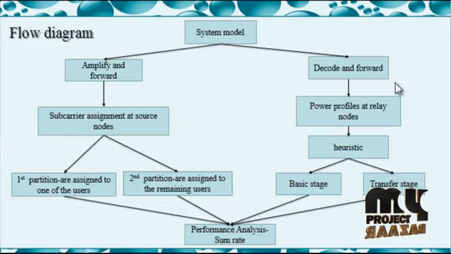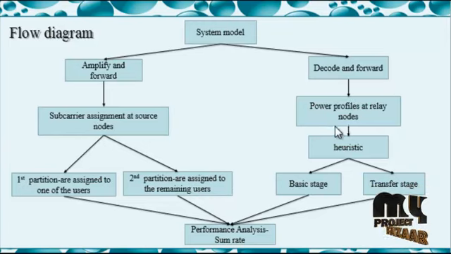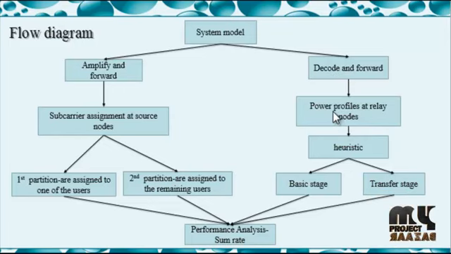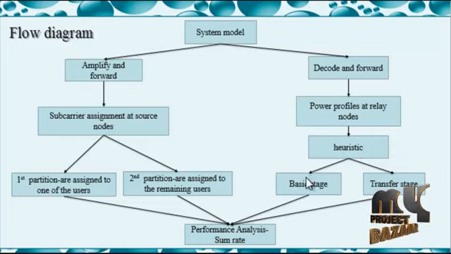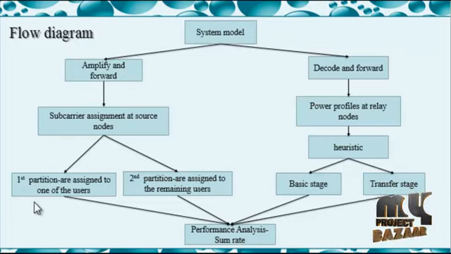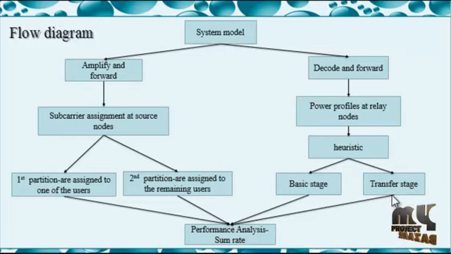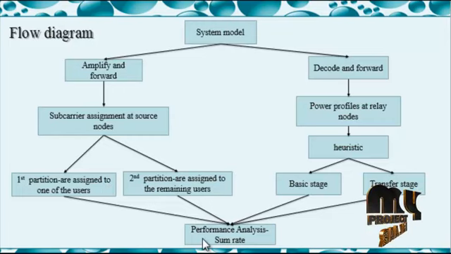And then decode and forward, in this process the power profiles are at the relay nodes. This is the process of decode and forward. Then these power profiles at the relay nodes are given to the heuristics. The heuristics are split into two stages, one is a basic stage and another one is a transfer stage. Finally, the first and second partition and the basic stage and transfer stage go to the performance analysis to find the sum rate of the process.